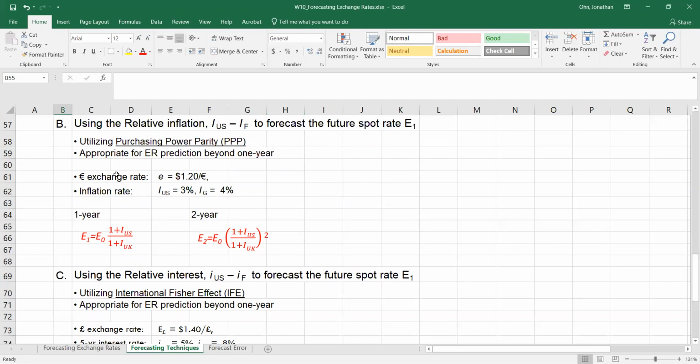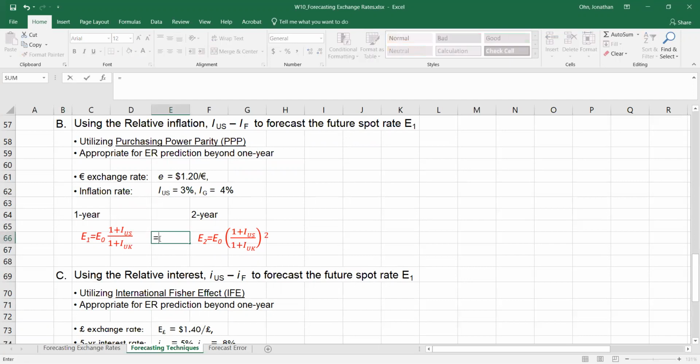So if the euro is currently $1.20, and the inflation rates for the US and Germany are as follows: US inflation is 3%, German inflation is 4%. You use this information to predict the future spot rate. So E1 is E0 times 1 plus I US, the US inflation, divided by 1 plus I German. Remember that, right? That's purchasing power parity.